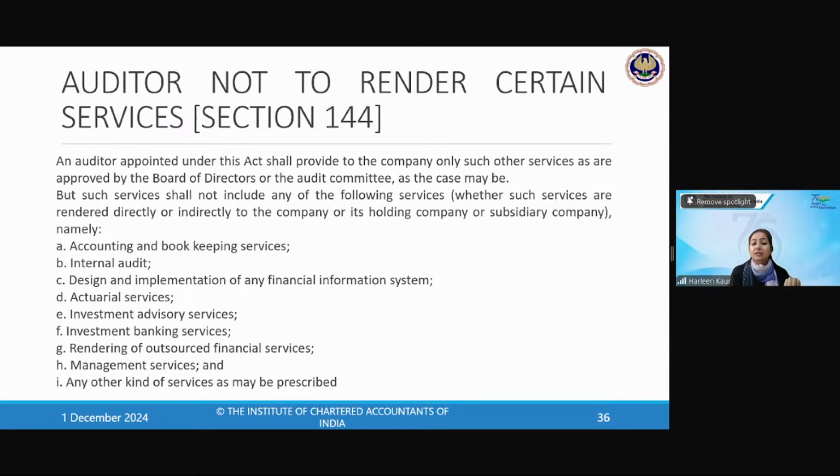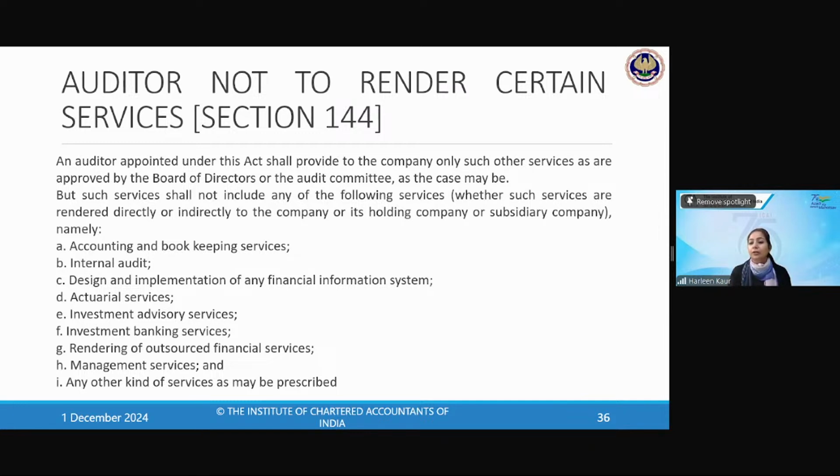Investment advisory services. Your auditor cannot be giving you investment advisory services. You have to hire consultants separately for these kind of services. But if you're giving such services, you cannot be the auditor of that company. Because you are only telling the company where to invest and what to do, and then you are going and checking the work also.